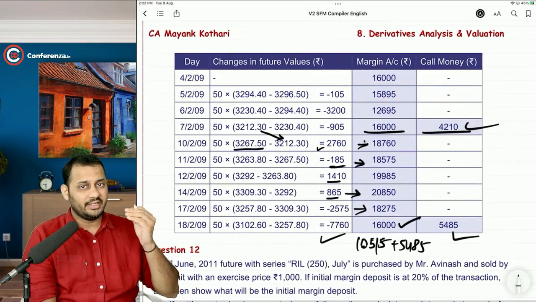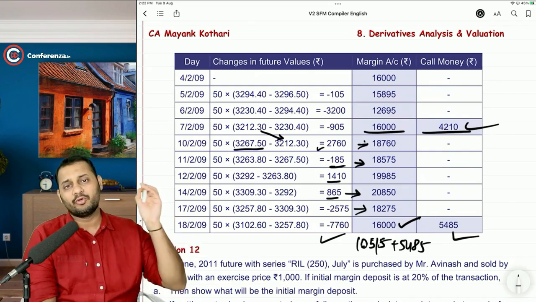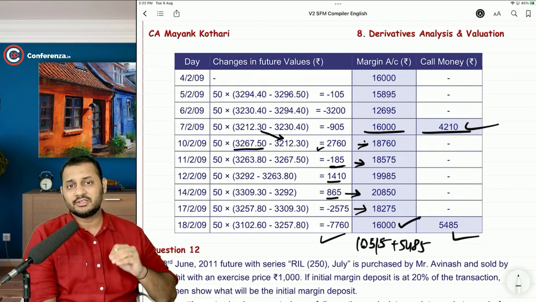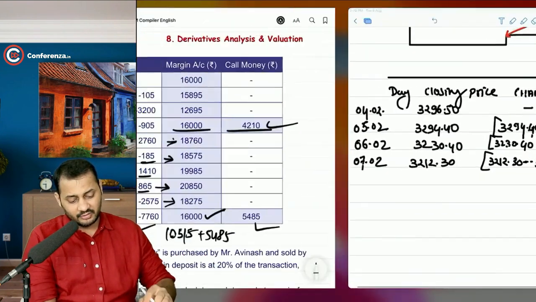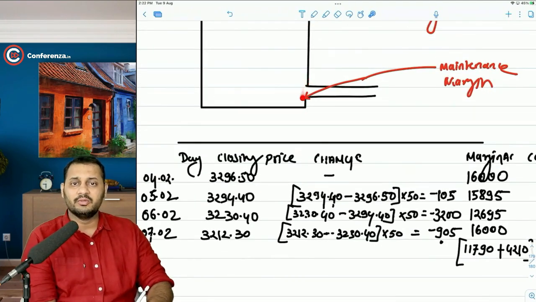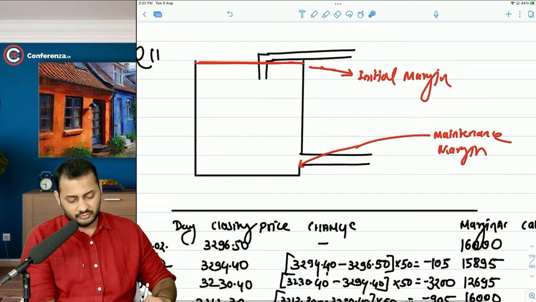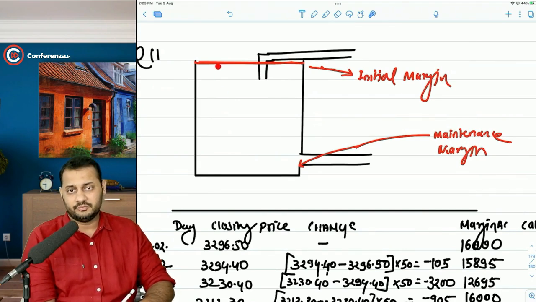So whenever the margin account balance goes below maintenance margin, you will get a call from the broker. You will have to deposit again in your margin account to bring it back to the initial margin level, which is 16,000. I told you the reason why we are not just going to fill it up to the maintenance level, because we don't want more calls from the broker. The broker would be calling every day to deposit money if you were depositing only to that level. It is like starting the motor and keeping it on until the water gets to this level, the initial margin level.